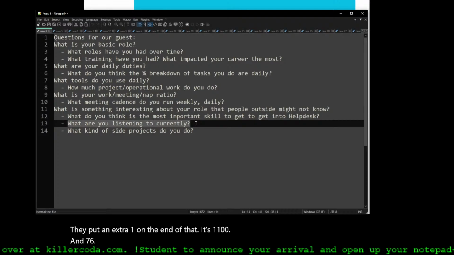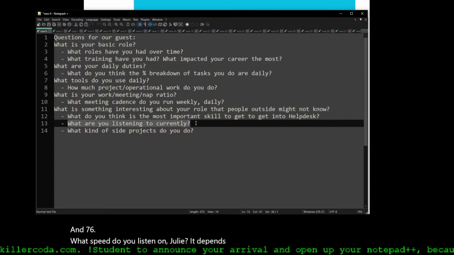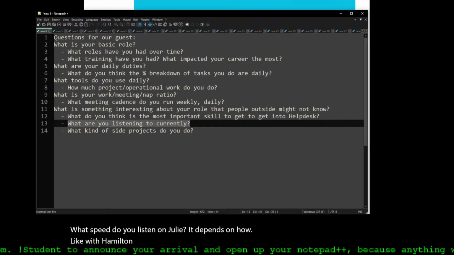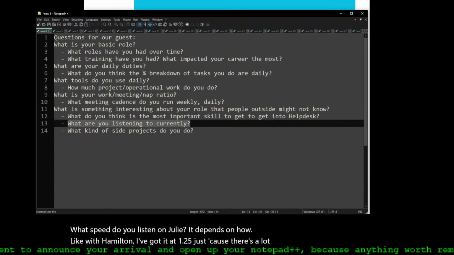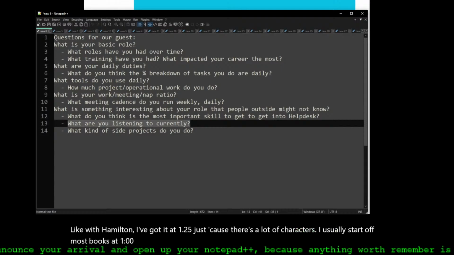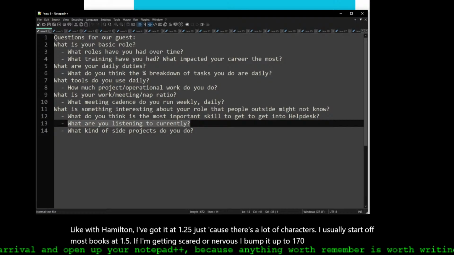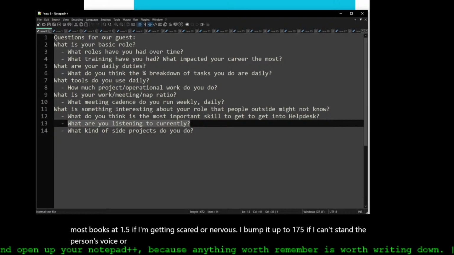What speed do you listen on, Julie? Well, it depends. With Hamilton, I've got it at 1.25 just because there's a lot of characters. I usually start off most books at 1.5. If I'm getting scared or nervous, I bump it up to 1.75. If I can't stand the person's voice or I'm hurrying to get through it, it's at 2.